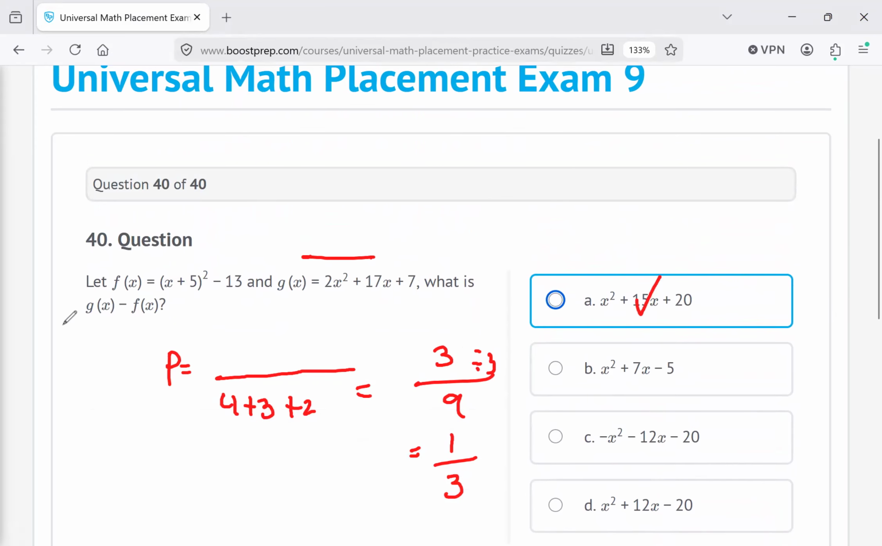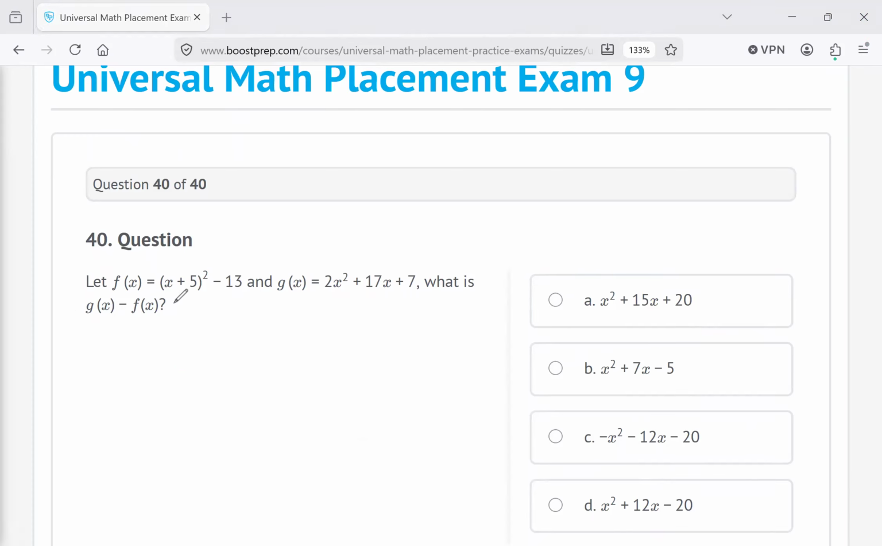Okay, finally, last one. Let's say you have f of x equals (x plus 5) squared minus 13, and g of x equals 2x squared plus 17x plus 7. What is g of x minus f of x? So g of x is this whole thing, 2x squared plus 17x plus 7, minus f of x, which is this whole thing.